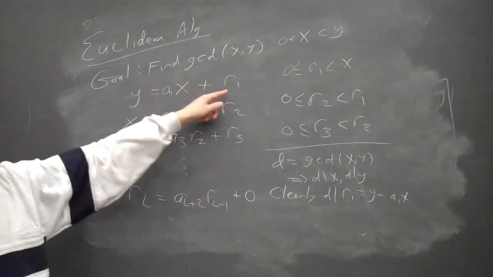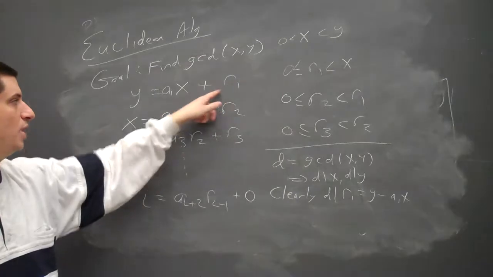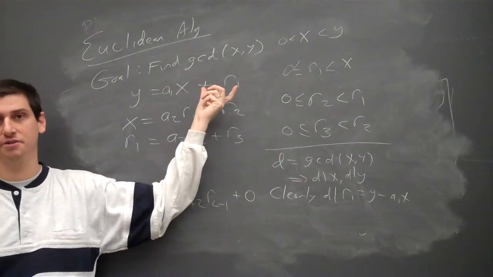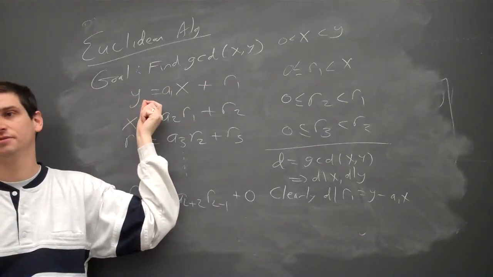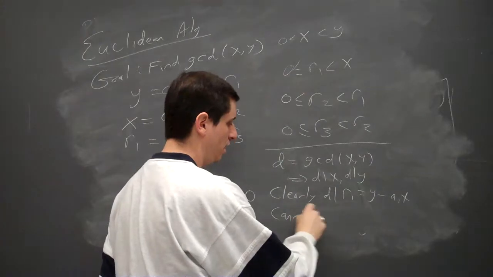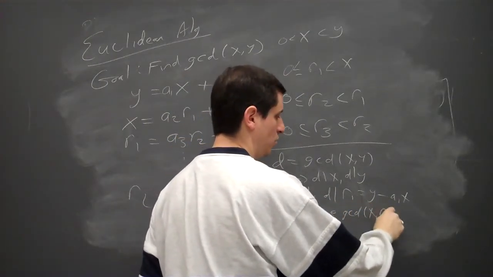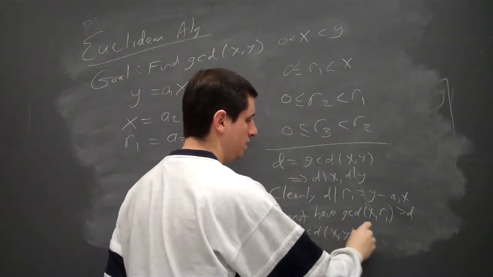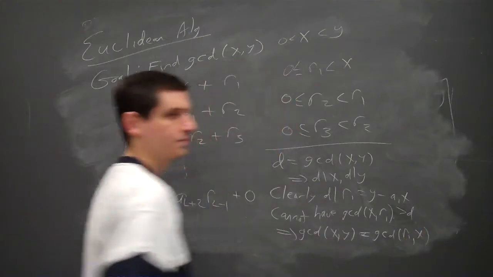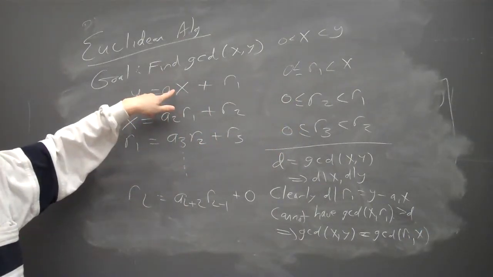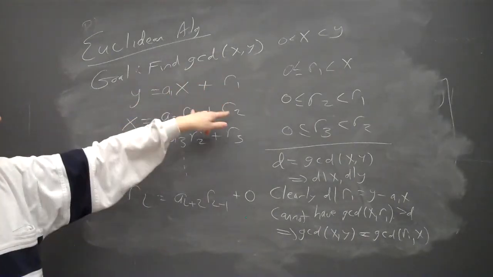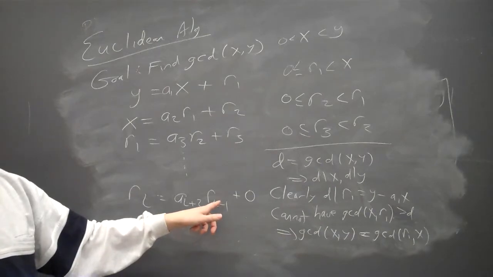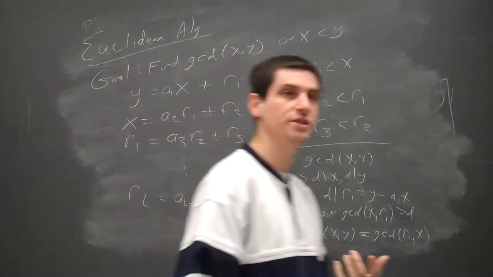So the greatest common divisor of R1 and x is at least D, because D divides both of them. Could the greatest common divisor of R1 and x be larger than D? Well, if it was larger than D, it would also divide y. We cannot have the GCD of x and R1 greater than D. Therefore, the GCD of x and y equals the GCD of R1 and x. So the GCD of x and y is the same as the GCD of x and R1, which is the same as the GCD of R1 and R2, which is the same as the GCD of R2 and R3, which eventually is the same as R(L-1). So I have a way to calculate GCDs.